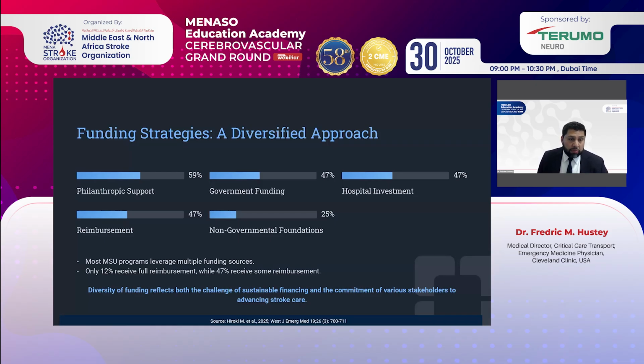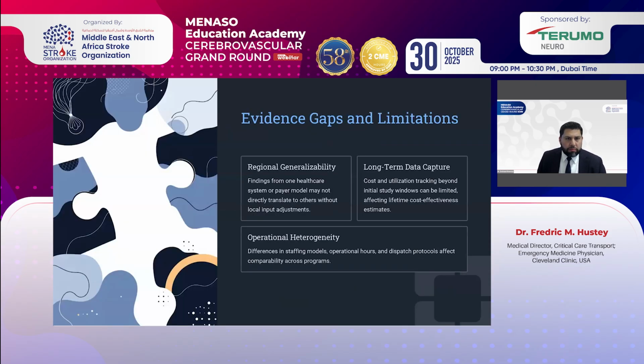Only 12% of programs reported full reimbursement, while 47% reported some reimbursement. So again, that diversity of funding reflects how challenging it can be to sustainably fund these programs.